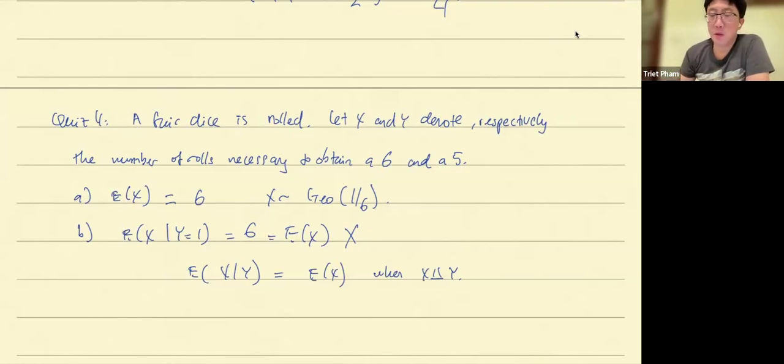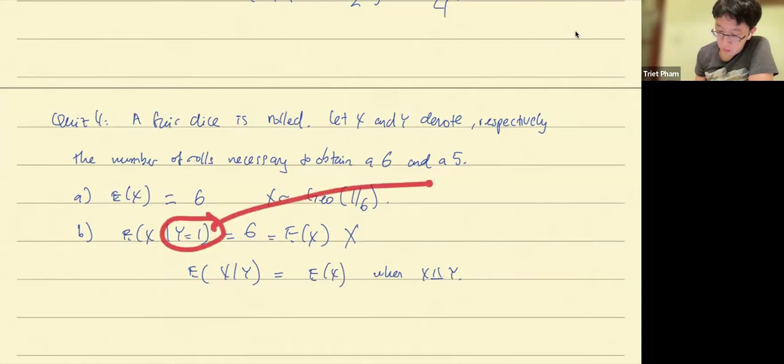The answer is no. Why? Well, just think about, for example, right here. What does it mean for Y equals 1? Y equals 1 means the first toss must be a 5. Well, if the first toss is a 5, then it cannot be a 6, which is a way to say that if Y equals 1, then X cannot be 1.